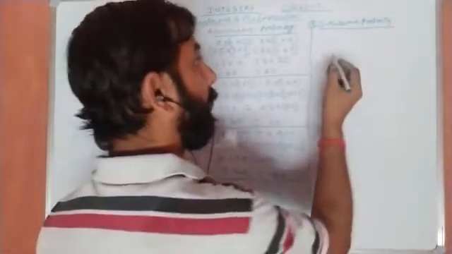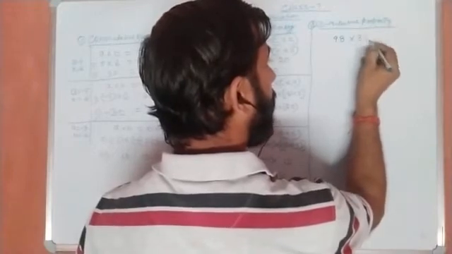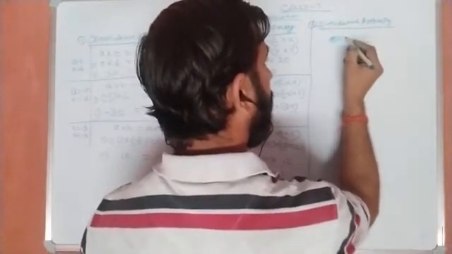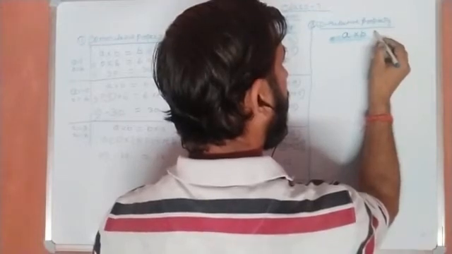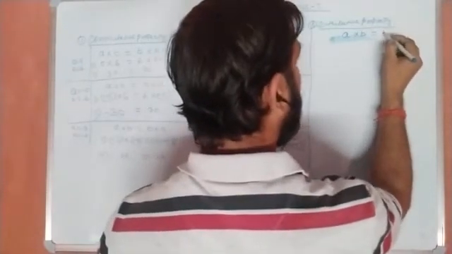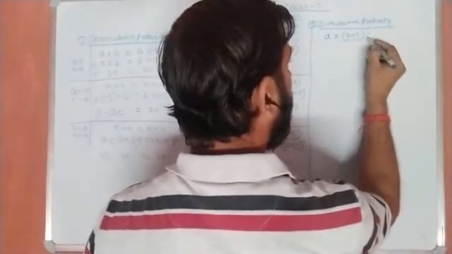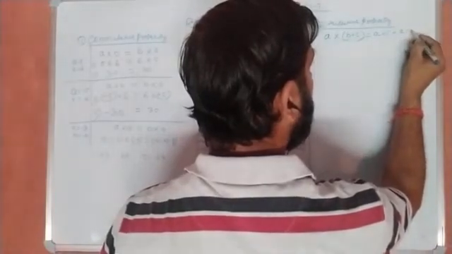Now in the distributive property, suppose A into B plus C equals A into B plus A into C.